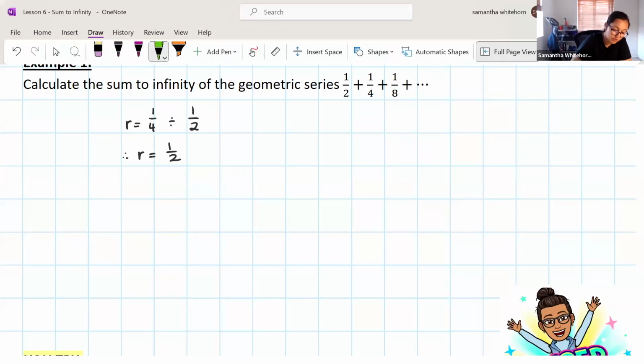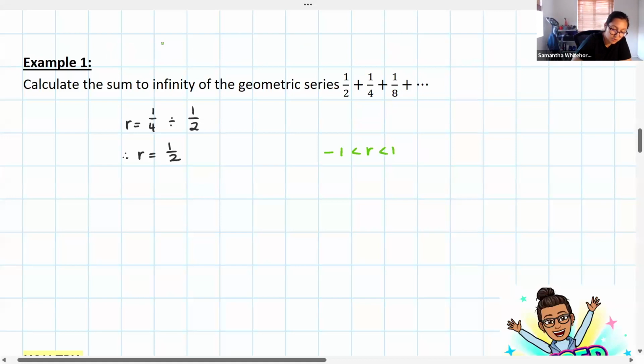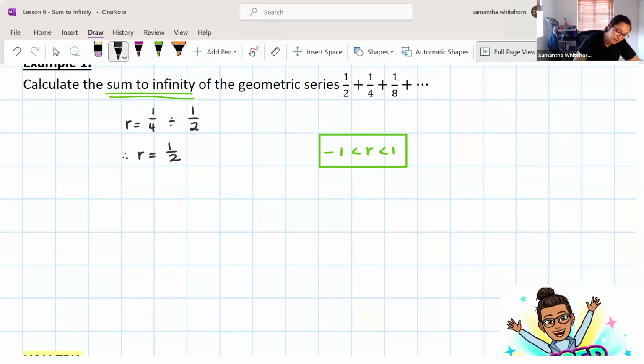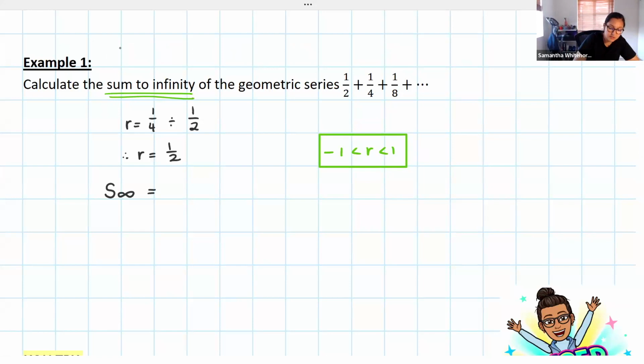That's great, because remember our range was from -1 to 1. That falls within that range. So the series does converge. And so what that means is, as I start to add an infinite number of terms, it's going to approach a single value. And so now that we know what r is and we can clearly see what a is, all we need to do is substitute that into our formula. So the sum to infinity is equal to a, which is a half, divided by 1 minus a half.